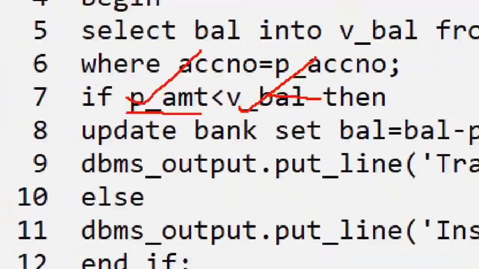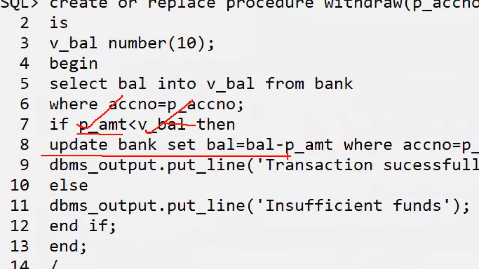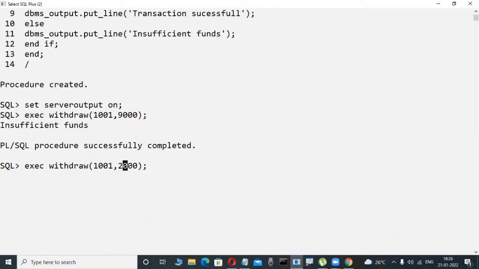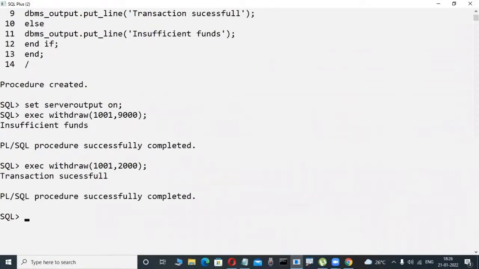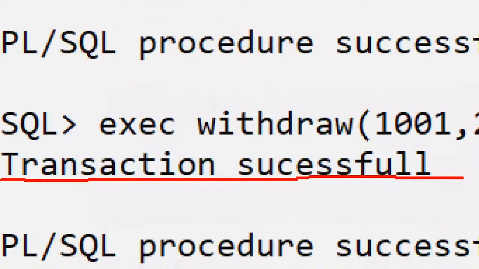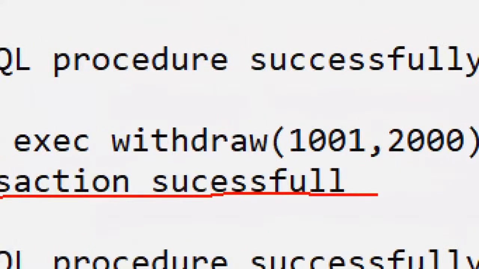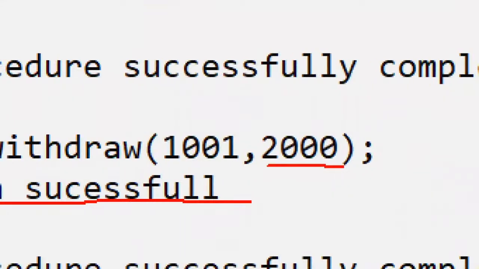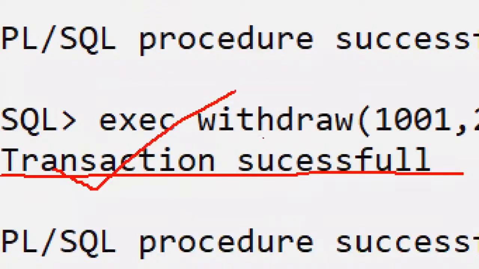I am updating the bank table only. Bank updating is modifying that one. Just the transaction is successful. Now whenever I'm executing, I want this one automatically: yes, transaction successful, it will display. Maybe you try to withdraw about 2,000 rupees from the 3,000 rupees. Is it possible or not? Transaction is successful.